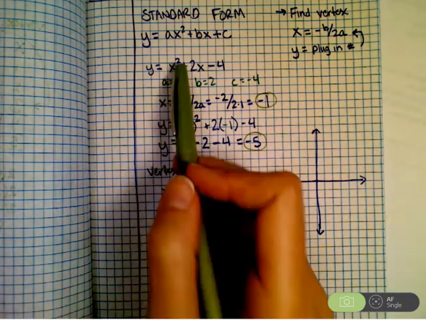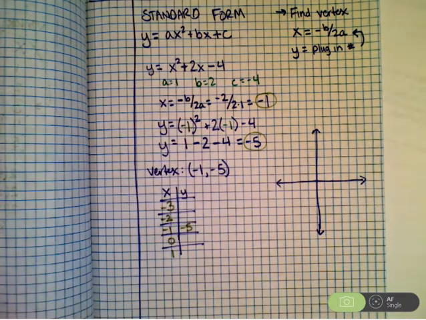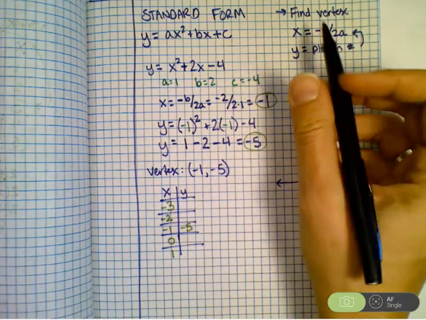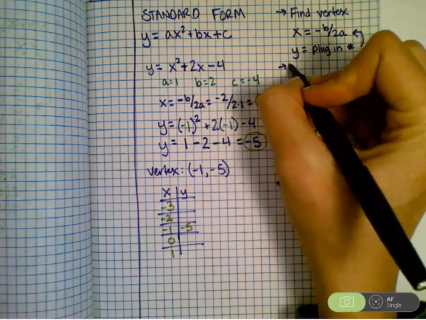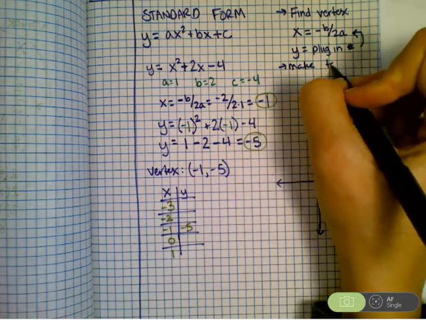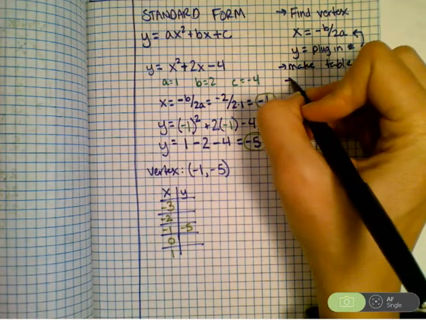Now we need to fill in the other values. Again, we go back and we use the equation that we had. I forgot to write the other steps up here. Find the vertex, make the table, and plot the points.